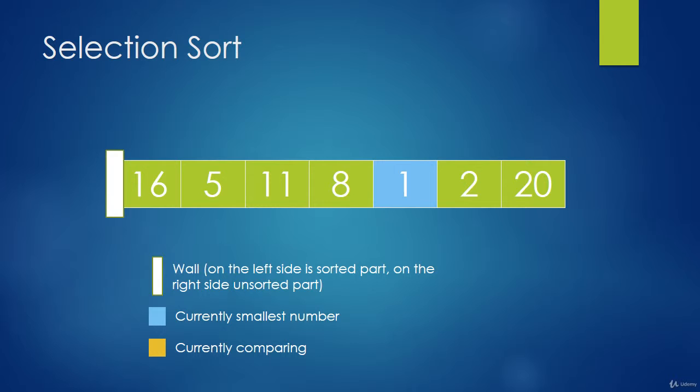Now, as the algorithm says, we are going to swap it with the first number of our unsorted part. So we have the smallest number at the beginning and we can go ahead and move our wall by one number. And we do this until we have only one number in our unsorted part.